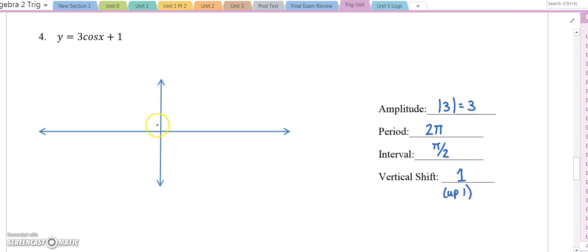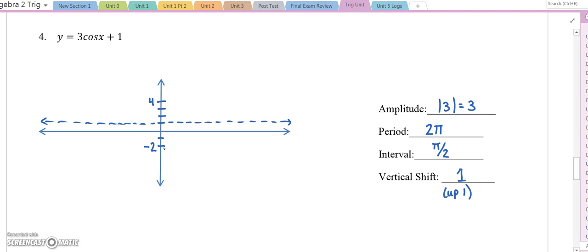So again, since my midline's not 0, I'm going to plot 1, and we're going to draw a new midline. Okay, dashed line is fine. That got a little messy. Let me see if I can fix that. Yeah, good enough. Now remember, once you have your midline, we go up and down the amplitude. So start at 1, and I'm going to go up 3. So that would be at 4. That's my max. And then start at 1 and go down 3. 0, -1, -2. So max is 4, min is -2.